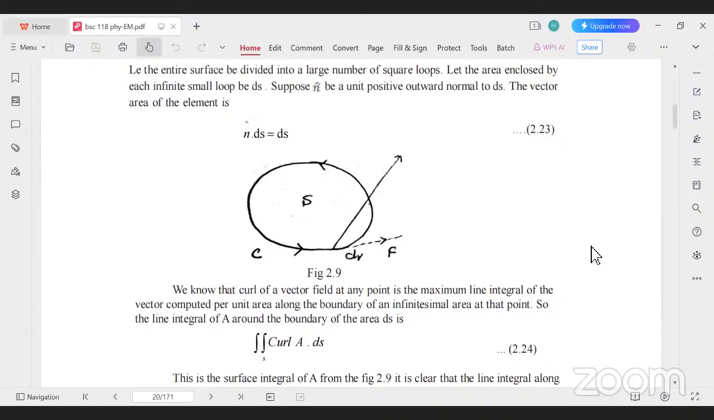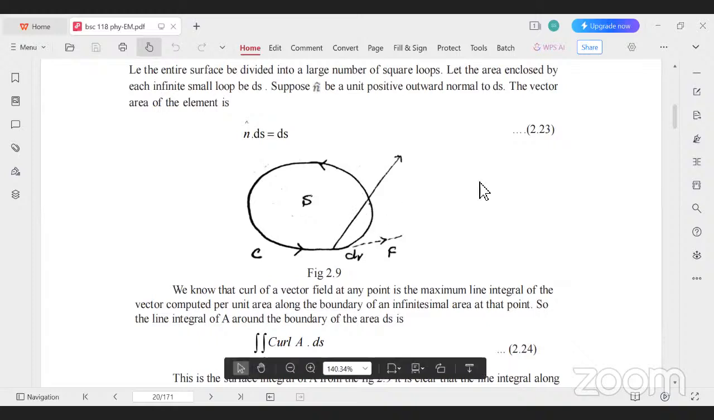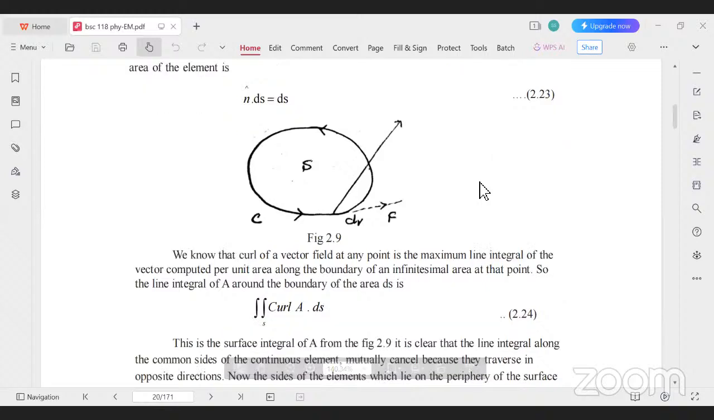To find it for all directions, I can't. So what I'm simplifying is finding it for one single direction. Clear? Once I can find it for one single direction, then I can find it for n number of different directions. To simplify that, I'm taking the surface integral of curl A dot ds, which gives the line integral of A around the boundary of that area.